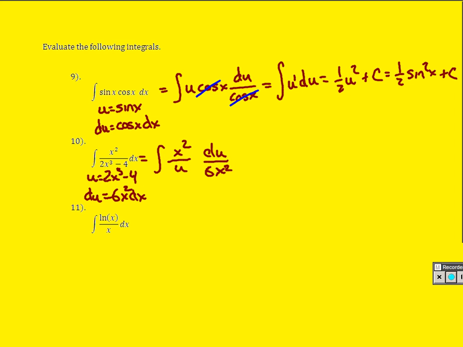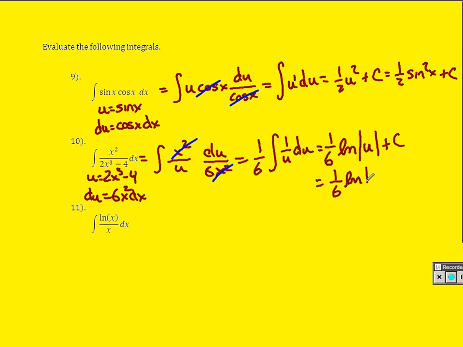So now I can look and see, well, my x squareds will go away. My 1/6 here, it's a 6 on the bottom, that'll come out to the front. And I have 1 over u du. Remember, 1 over u is when I have the integral, and this is to the first power. That means I'm going to have the natural log. So when I take the integral, that's 1/6 times the natural log of absolute value of u plus c. Means when I simplify, 1/6 natural log, plug back in u here, should be 2x cubed minus 4 plus c.